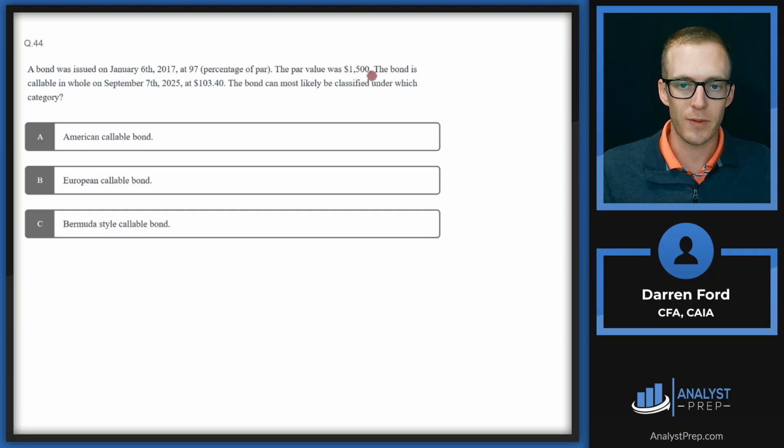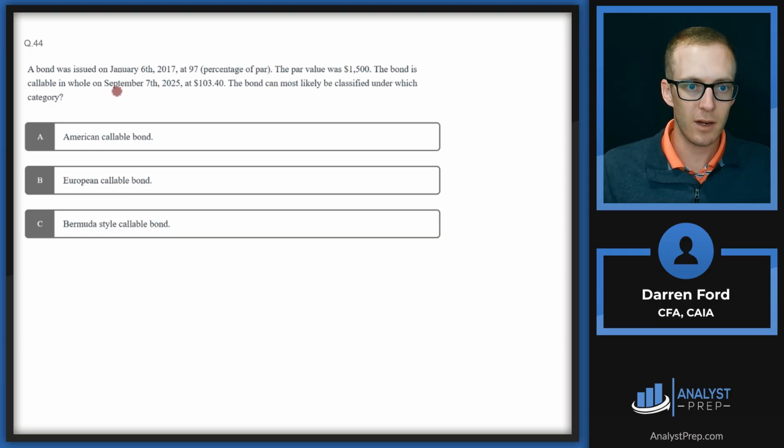A bond was issued on January 6th, 2017 at 97% of par. The par value was $1,500. The bond is callable in whole on September 7th, 2025 at 103.4. The bond can most likely be classified under which category? Is it A, American callable bond, B, a European callable bond, or C, a Bermuda style callable bond?